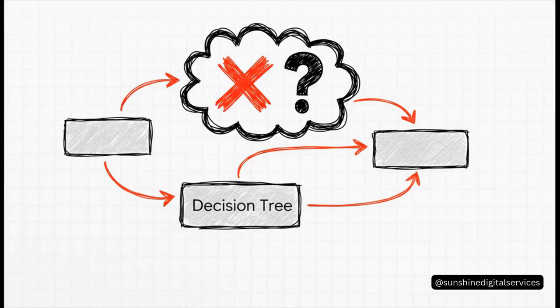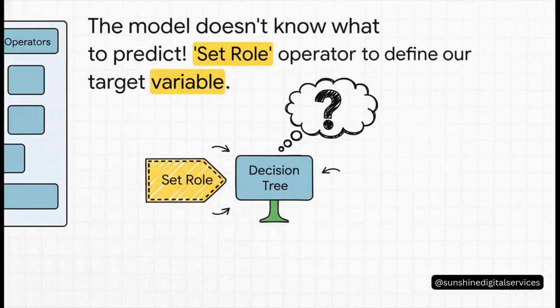But wait, this is actually a really good thing. The system isn't just crashing, it's telling you exactly what went wrong. It says the input doesn't have a label attribute. Okay, what on earth does that mean? Well, here's the key. We forgot to tell the model what we wanted it to predict. In data science, the thing you're trying to predict is called a label. And of course, there's an operator for that.